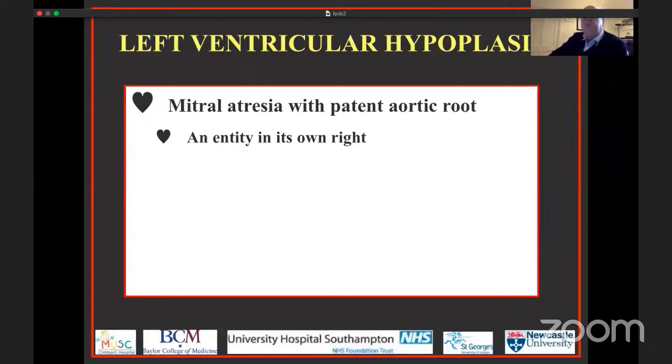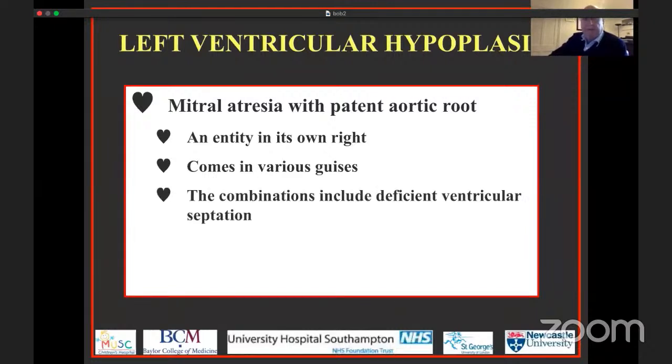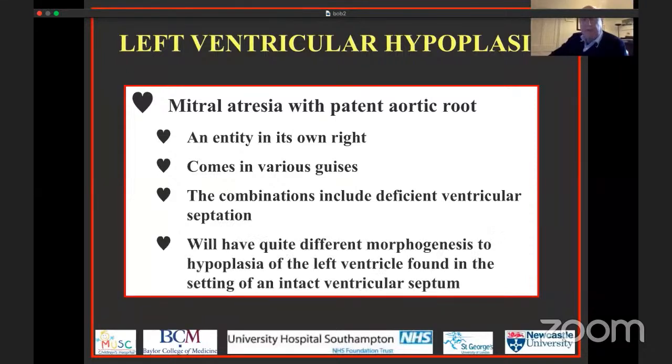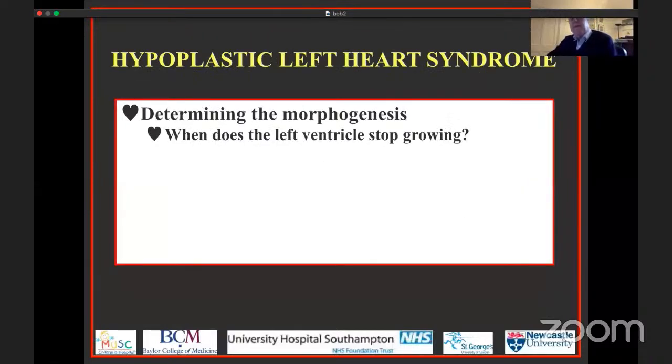So I would suggest to you that in fact, mitral atresia with patent aortic root is an entity in its own right. And just as what I would like to call syndrome, those cases that Diane showed you, it comes in various guises. But all the combinations include a ventricular septal defect. And because of that, they will have a totally different morphogenesis than those hearts that Diane demonstrated to you with an intact ventricular septum. And to me, that now is the key.